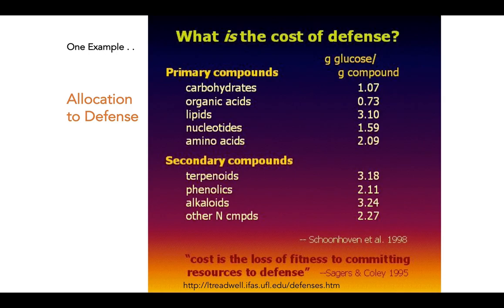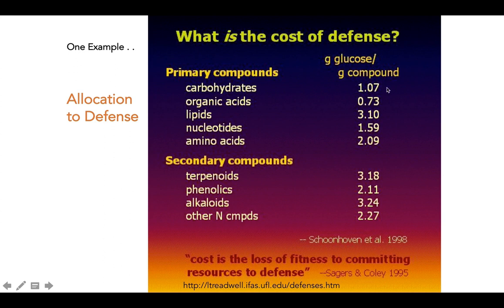So let's give one example of such a trade-off or dilemma. I'm asking here, what is the cost of defense? I'm listing here several primary compounds, such as carbohydrates, organic acids, lipids, nucleotides, amino acids. These are compounds associated with growth rate. Here are compounds associated with secondary chemistry or secondary compounds, such as terpenoids, phenolics, alkaloids, other nasty nitrogen compounds. Remember, these are the really toxic compounds associated with defense in plants.